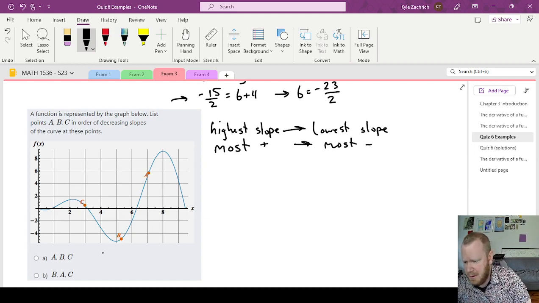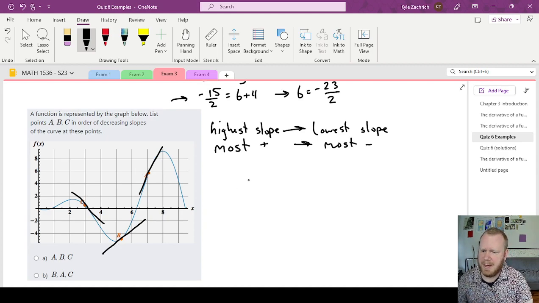Okay, let's look at the slopes here. We'll try to draw some tangent lines here. I would say that the order starting with the highest slope would be A, next up would be B, and then last would be C here, most negative.